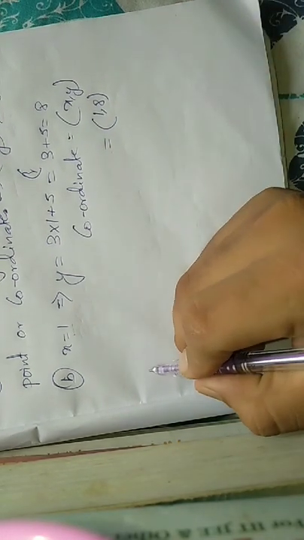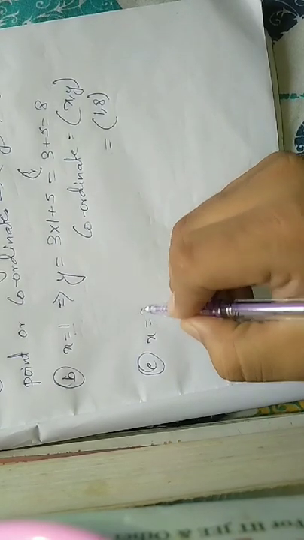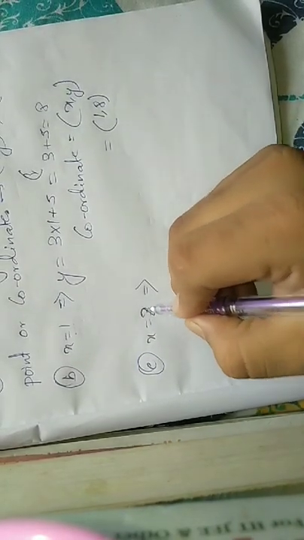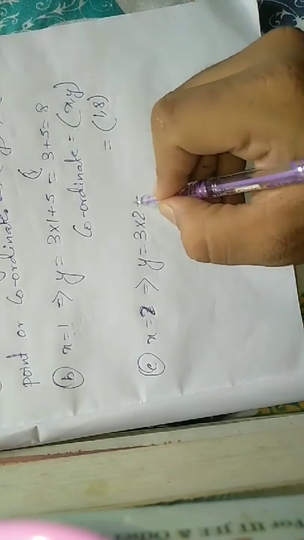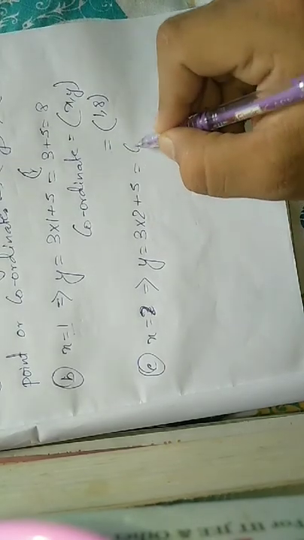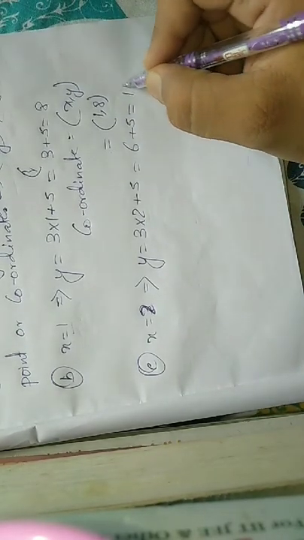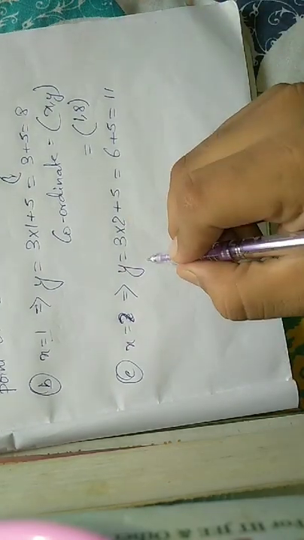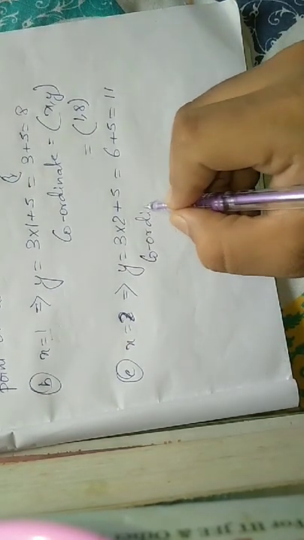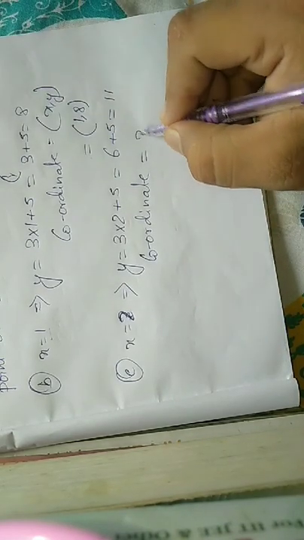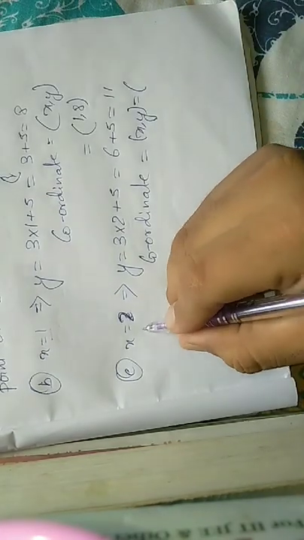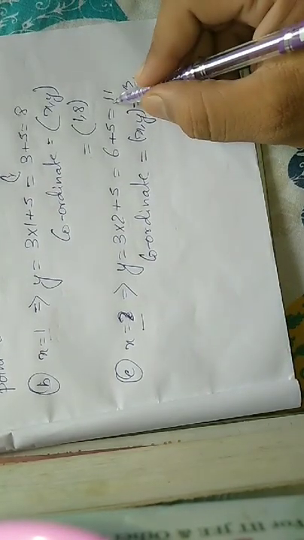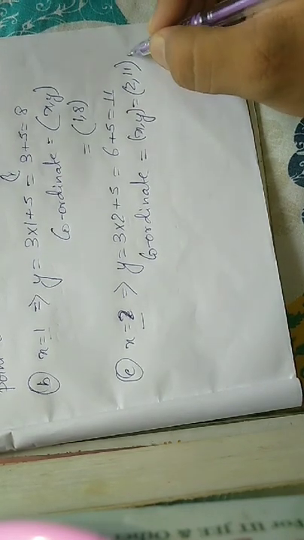So let's take the value of x as 2. y is equal to 3x plus 5, so 3 into 2 plus 5, which means 6 plus 5 is equal to 11. So the coordinate is x comma y. What is your x? x is 2. What is the value of y? 11. So it's 2 comma 11. That is the answer. So we got 3 points.